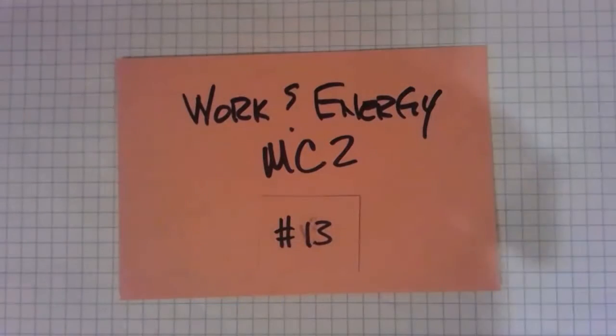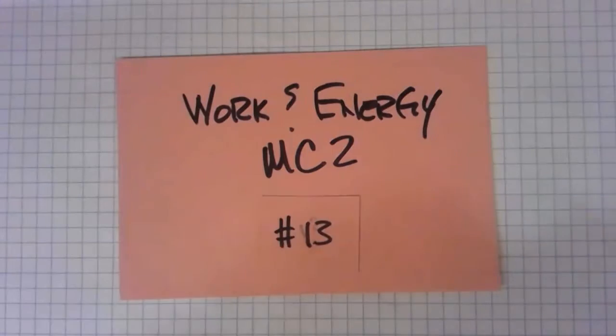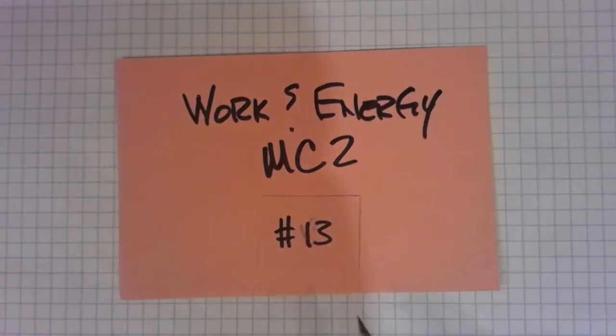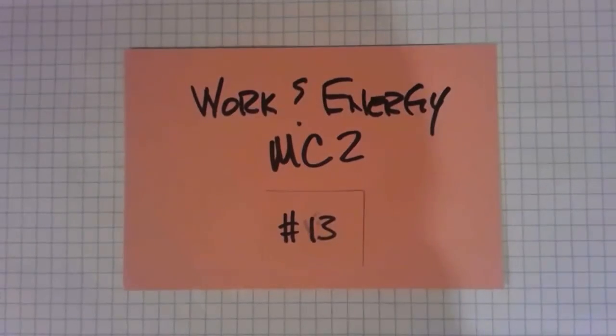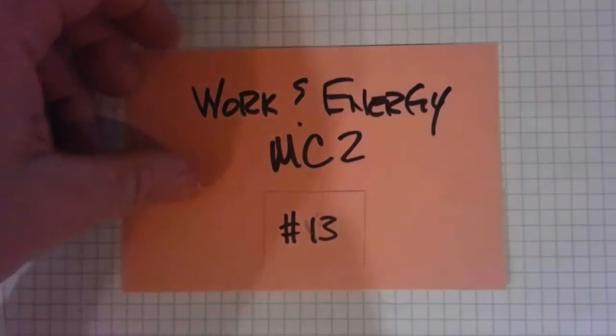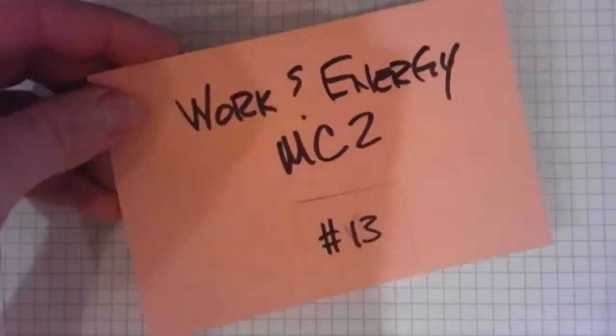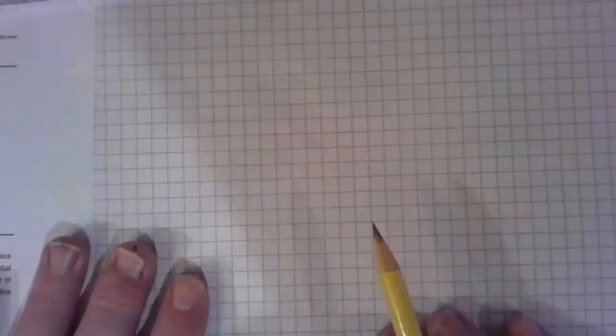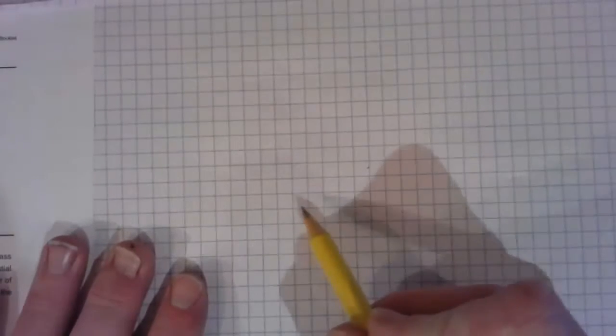Alright, so work and energy, multiple choice 2, number 13. Number 13 brings up a way of looking at potential energy that we have not yet discussed this year, so it's understandable why this question would come up. See, our current view of potential energy is a bit of a simplified one.